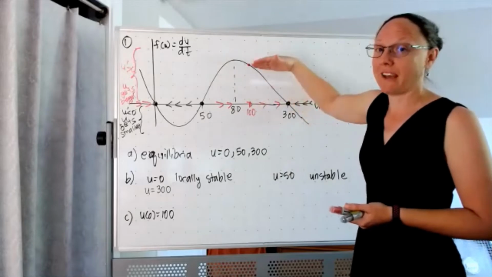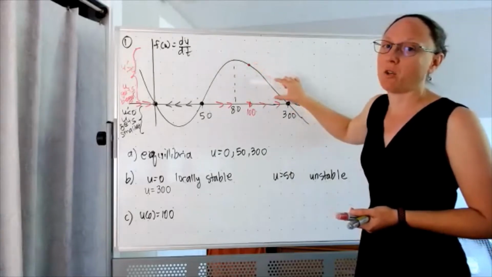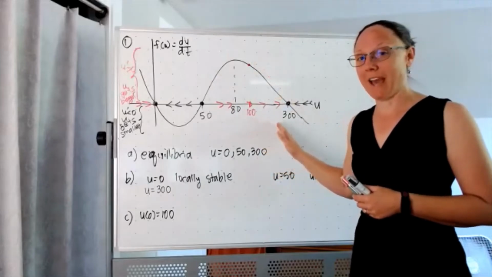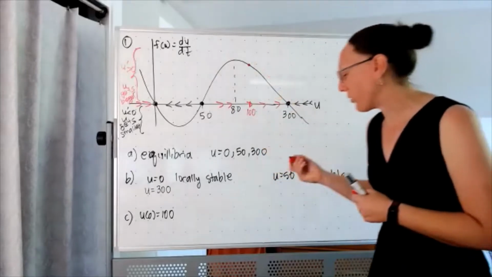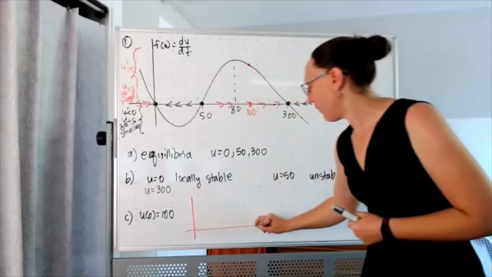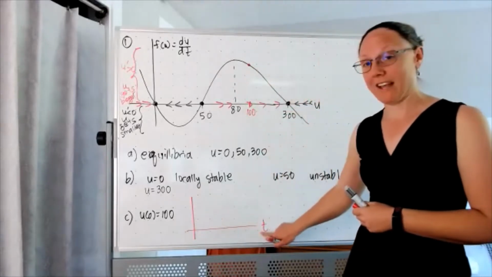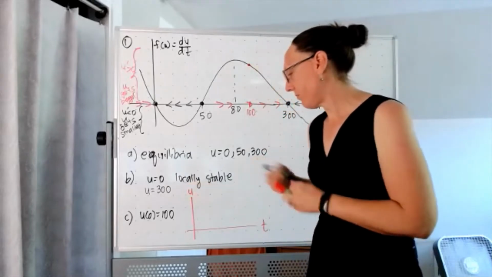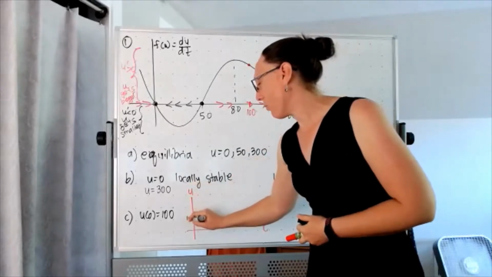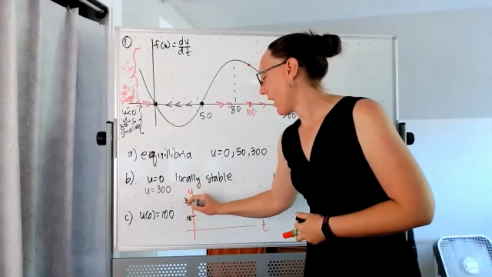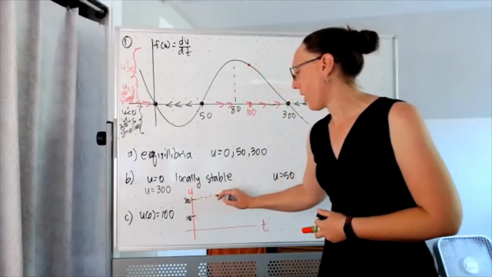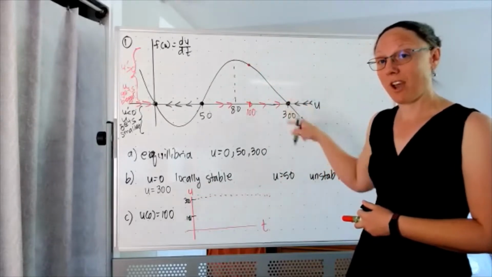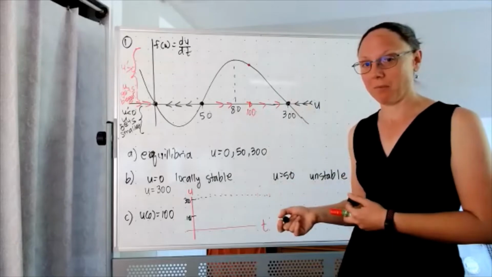My curve is above the axis. I know that all of these values are going to represent positive change. So we start at 100 and we head towards 300. So if I were to graph that, thinking about now my horizontal axis being time and my vertical axis being u, we're starting at a value of 100, but over time, I know we're going to approach this asymptotic value of 300 because 300 is our stable equilibrium.